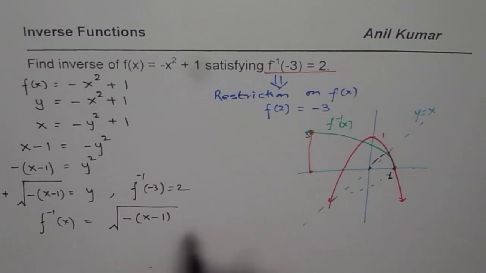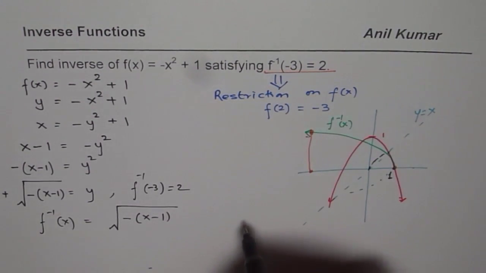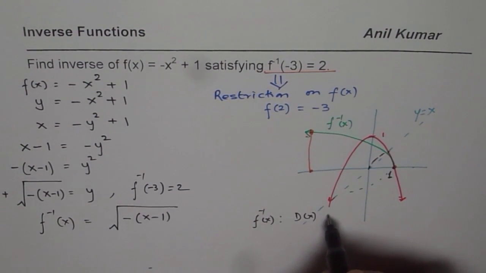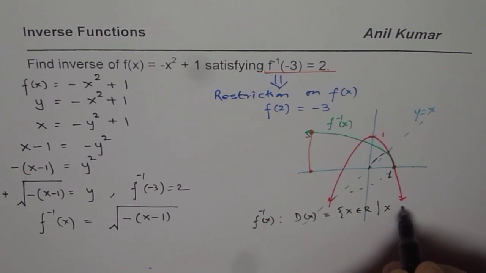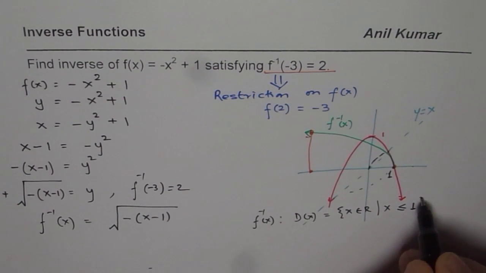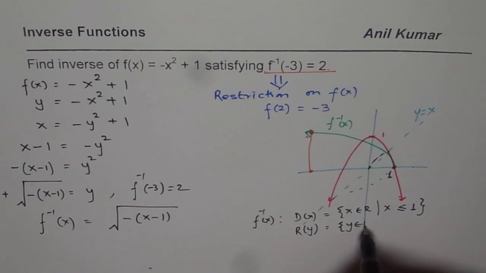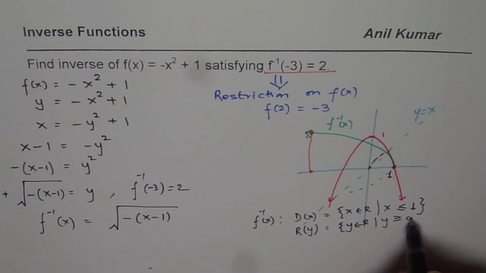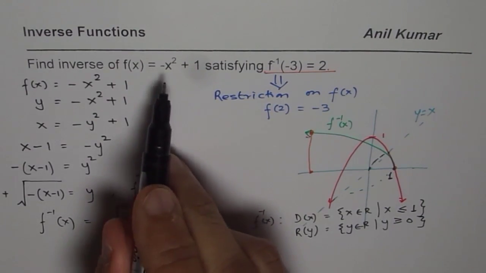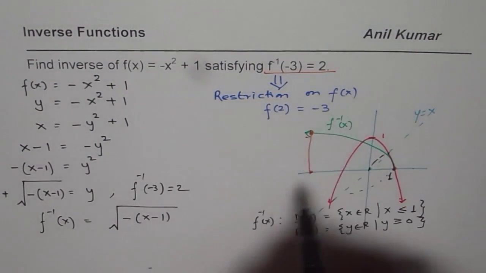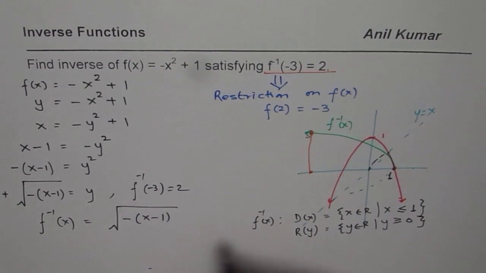As an extension, you can write the domain and range of the inverse. So as far as the inverse is concerned, the domain for the inverse will be x belongs to real numbers where x is less than or equal to 1. And the range for the inverse is y belongs to real numbers where y is greater than or equal to 0. Right? So for the domain, we restricted the function's domain. Let me write the function's domain also here.